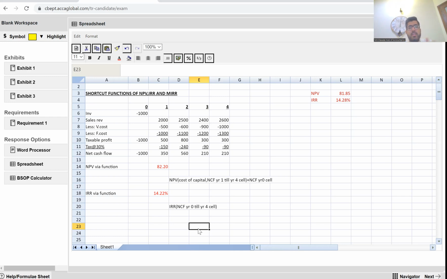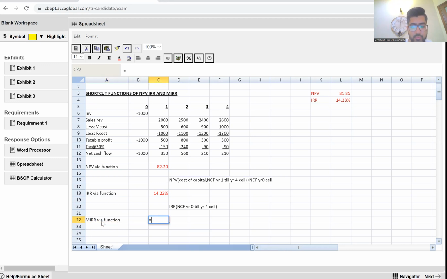NPV via function: equals to NPV, cost of capital percentage, comma, NCF year 1 to year 4, bracket close, plus NCF year 0. You get NPV. IRR via function: equals to IRR, bracket open, NCF year 0 to year 4. And if you need to find MIRR, this also takes a lot of time. Those who have studied MIRR know that. Such a long formula. Leave it.